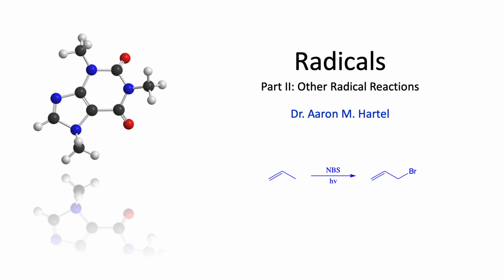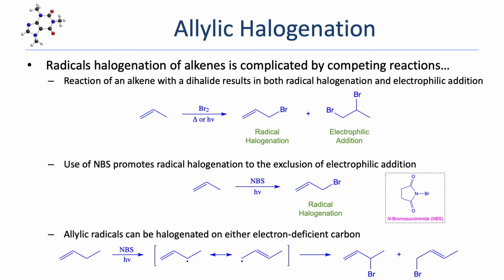In this lesson, we're going to continue our look at radicals, moving beyond halogenation and exploring some other reactions that involve radicals as intermediates. We've seen that radical bromination is regioselective, preferring to replace the hydrogen on the most highly substituted carbon in the molecule. This results in the most highly substituted and therefore most stable carbon radical.